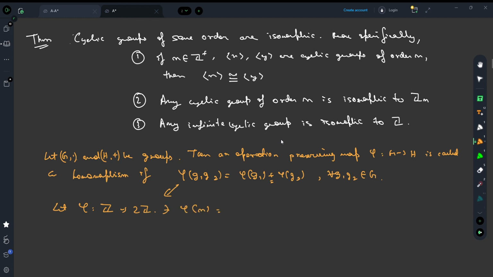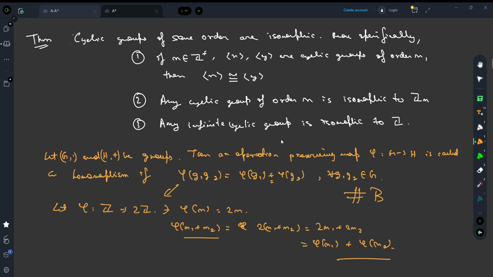A quick example: let phi be a map from Z to Z such that phi of n is equal to 2n. Then observe what phi of n1 plus n2 is. This is equal to 2 times n1 plus n2, so this is 2n1 plus 2n2. 2n1 is phi of n1, and 2n2 is phi of n2. Okay, I hope now it's clear what a homomorphism specifically means.